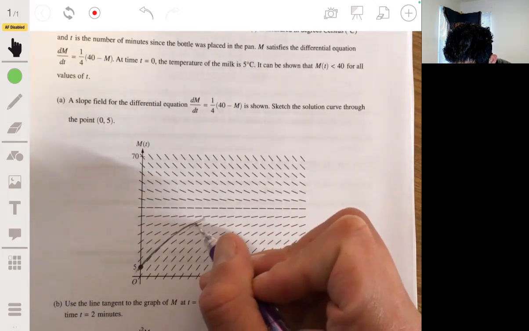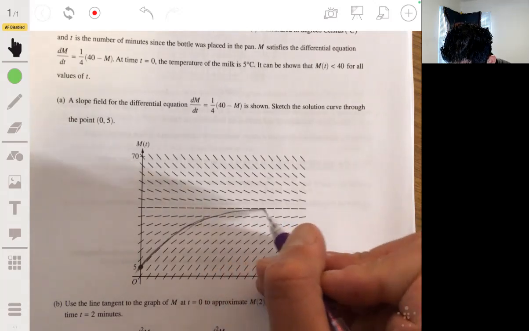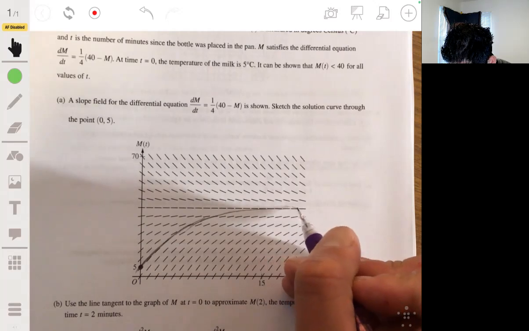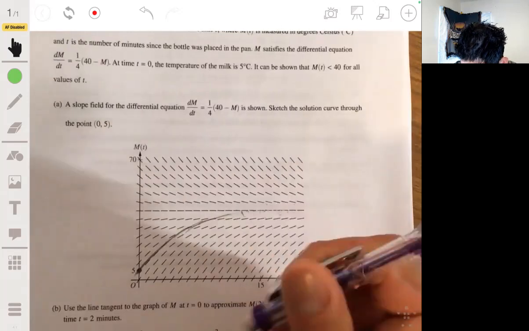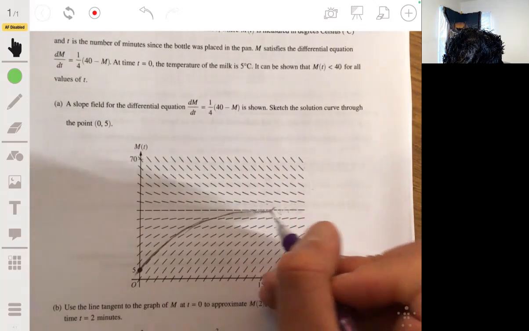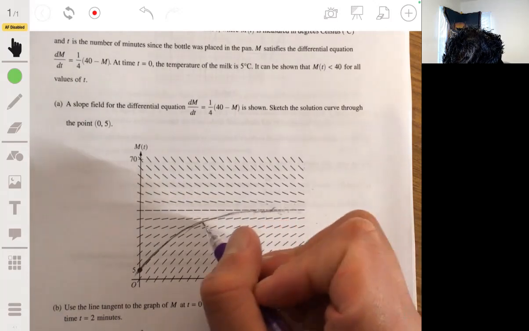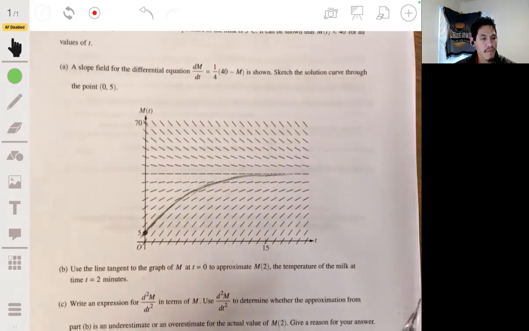And it's going to be something like this. It's going to approach this horizontal line kind of asymptotically. So let's actually not make it cross, in case they're really strict about that. Make it clear that it's going to stay below. That's pretty much it. That's all you got to do there. Not much more to it.